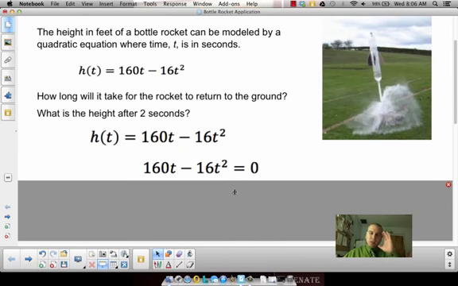I'm just thinking through the situation, thinking through the scenario. I've got a bottle rocket. It's going to come up, come back down. It's at 0 height when I start and when I land. Okay? So that's why the 0 is here.